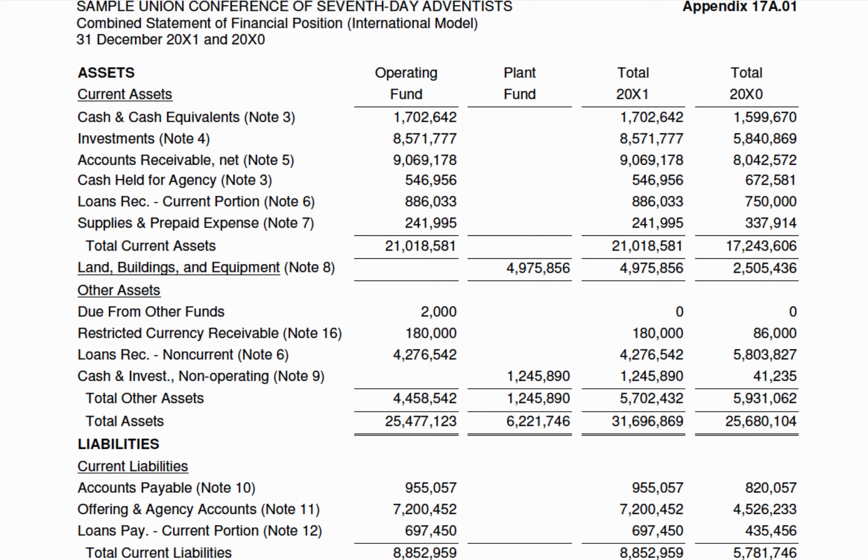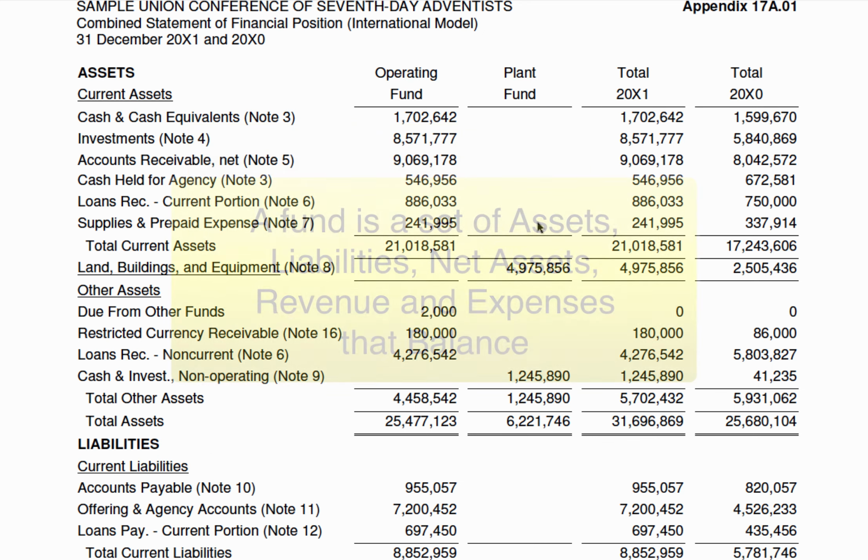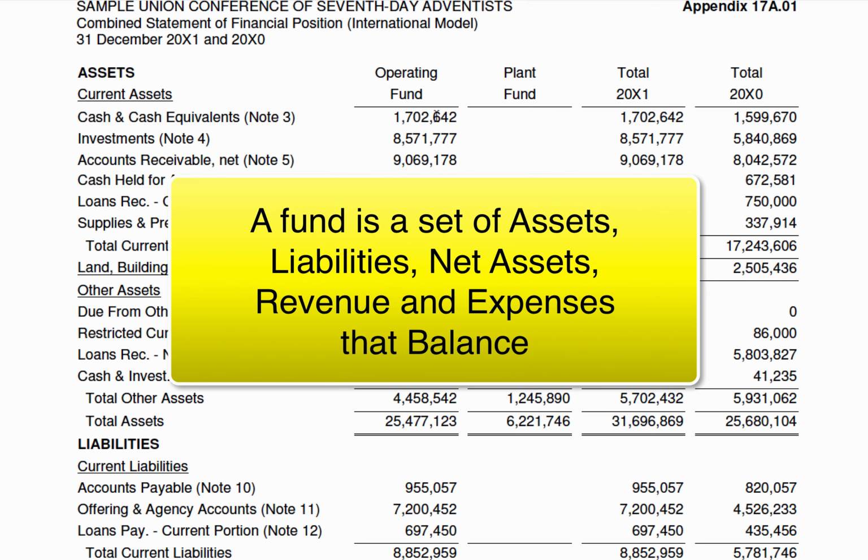So in one sense, everything we cover in this blog is old stuff, but just one more time let's talk about it just to make sure that we are clear. Okay, the first thing we want to be clear on is what is a fund. We've said it many times already, but a fund is a self-balancing set of accounts.